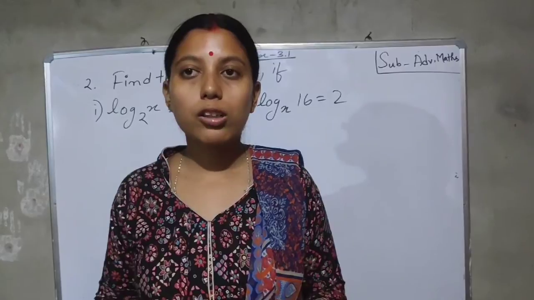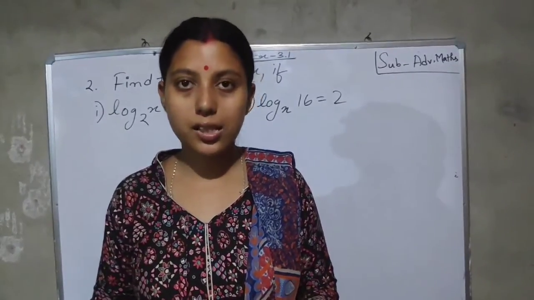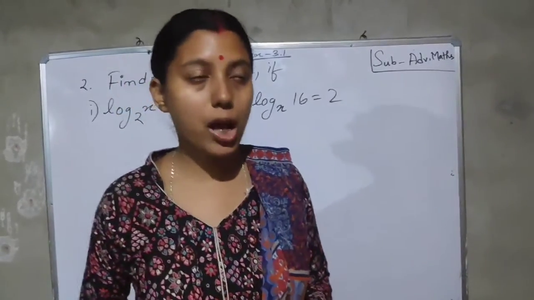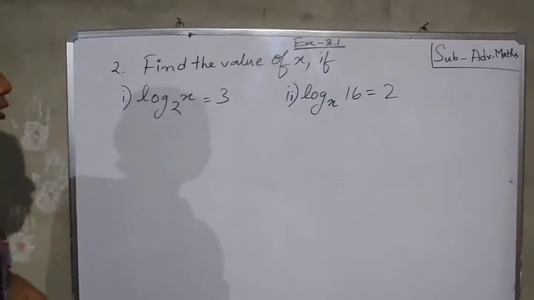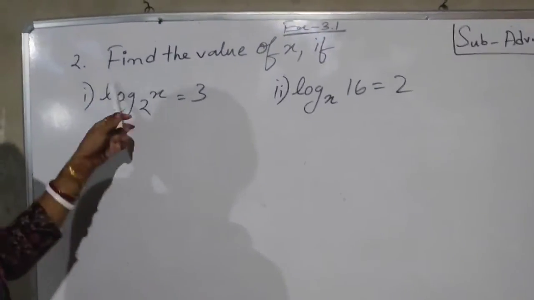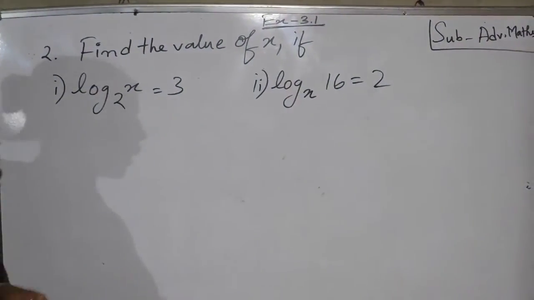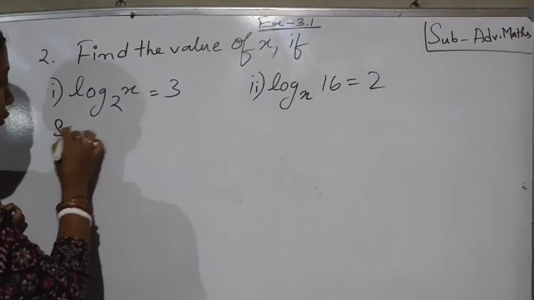So, in our last class we started exercise 3.1, and we solved question number 1. Today we will be solving question number 2. What is question number 2? Find the value of x. From here we have to find out the value of x.